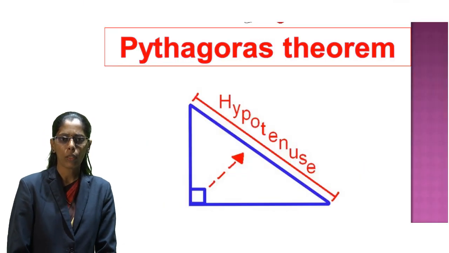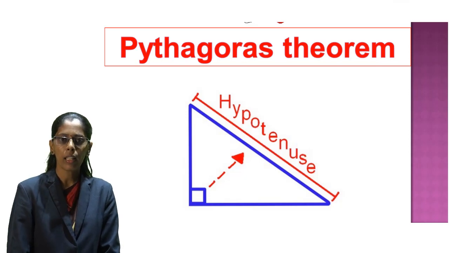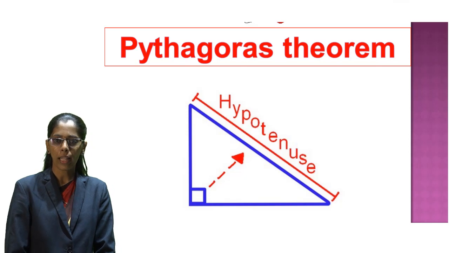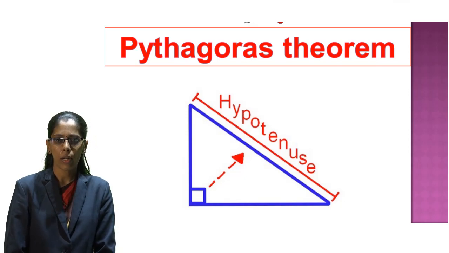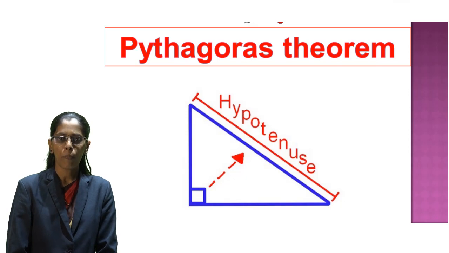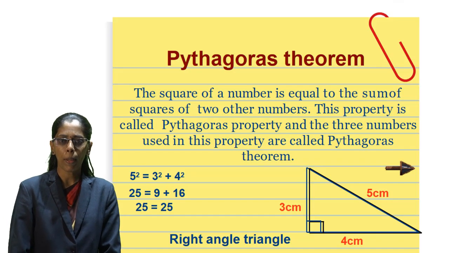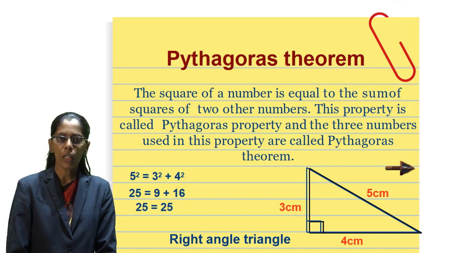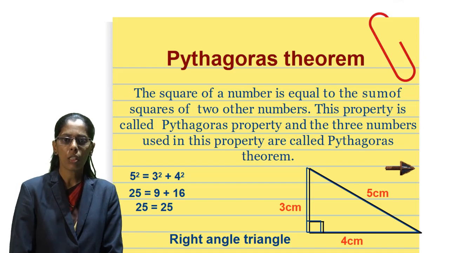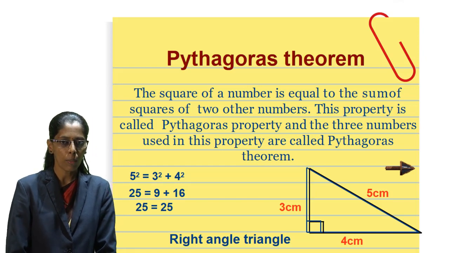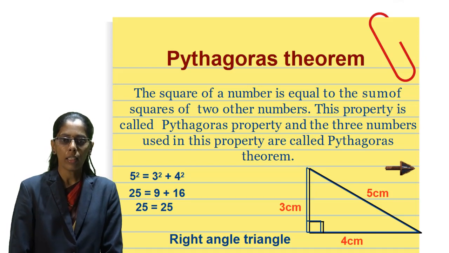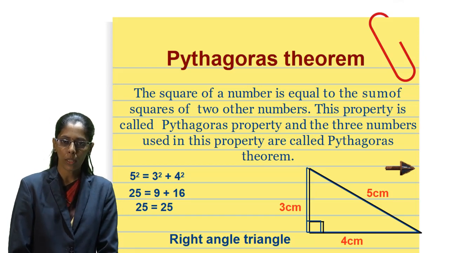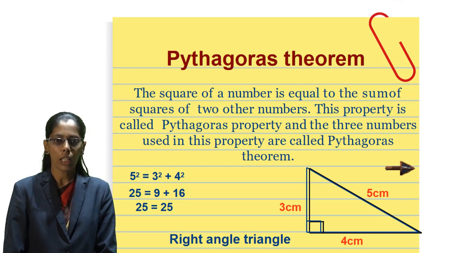What is meant by the Pythagoras theorem? Let us see. For the Pythagoras theorem, we require a right angle triangle, and the side opposite the right angle is called the hypotenuse. The hypotenuse is the longest side of the right angle triangle. The square of a number is equal to the sum of the squares of two other numbers. This property is called the Pythagoras property, and the three numbers used in this property are called a Pythagorean triplet.